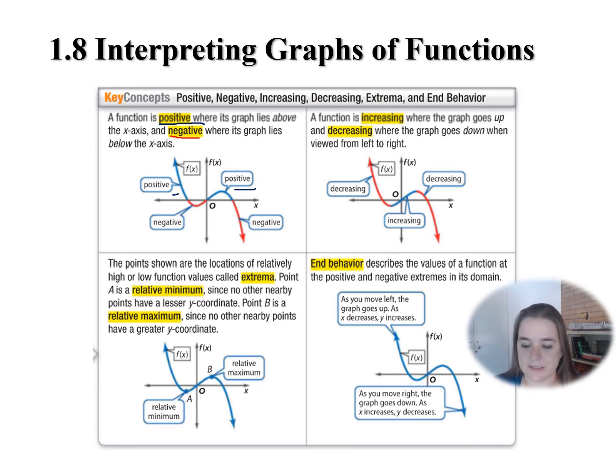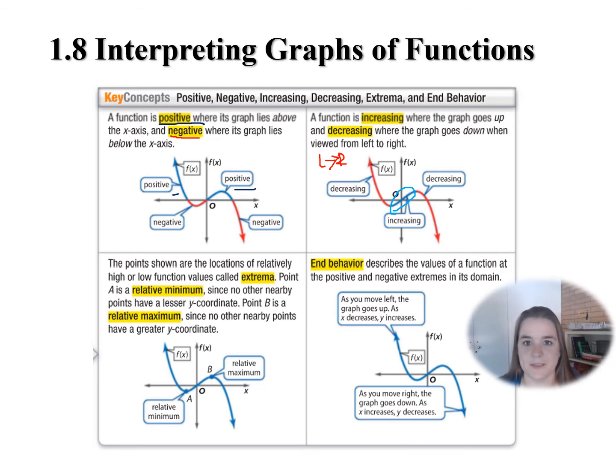Increasing and decreasing. As we're moving from left to right, is our slope negative or positive? If we have slope going downhill, we have decreasing sections. If we have slope going uphill, like we do here, as we move from left to right, this section is increasing.